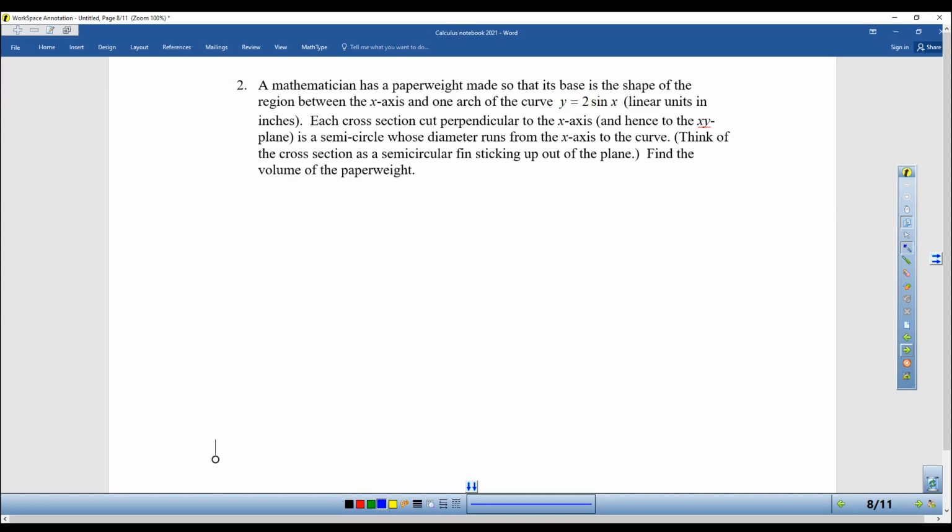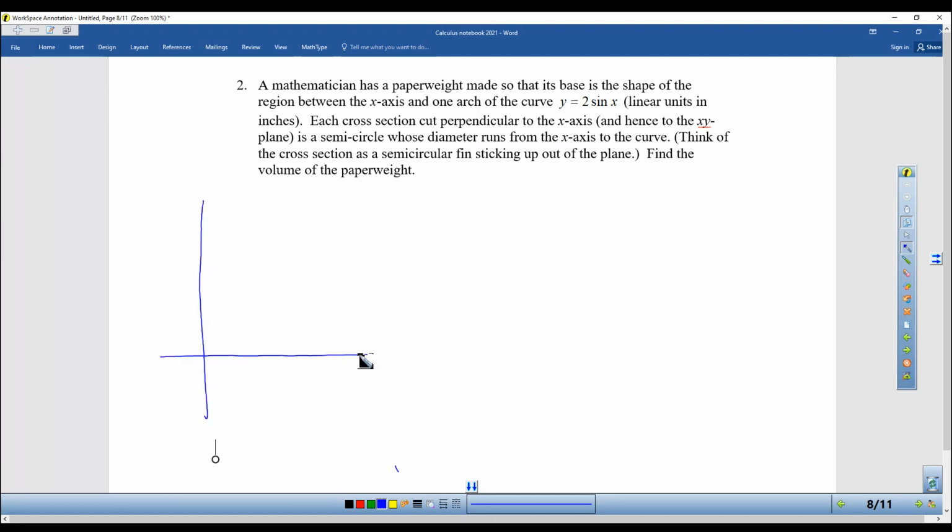A mathematician has a paperweight so that its base is the shape of the region between the x-axis and one arch of the curve y is equal to 2 sine of x. Each cross-section cut perpendicular to the x-axis, and hence to the xy plane, is a semicircle whose diameter runs from the x-axis to the curve. This is really hard to visualize, but we're going to do our best.